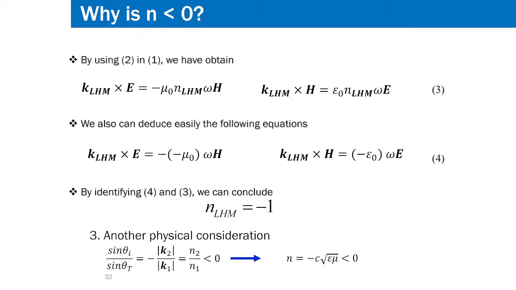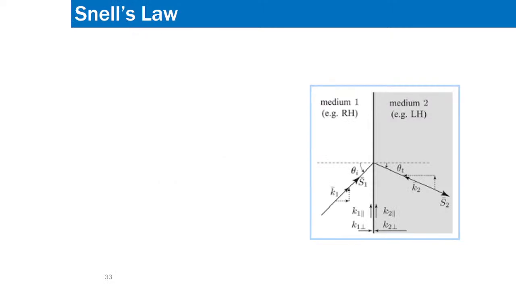Now, what is the consequence of it being negative? Let us consider one consequence, which is Snell's law. Now, in this Snell's law, we will consider two mediums, medium 1 and medium 2. Medium 1 is a right-handed medium, which means here the refractive index is positive. Medium 2 is a left-handed medium, which means here the refractive index is negative. Now we are incident the wave from the right-handed medium, medium 1, towards medium 2. What happens at the interface?